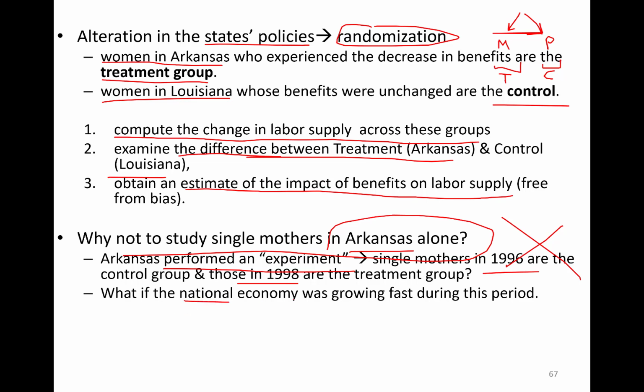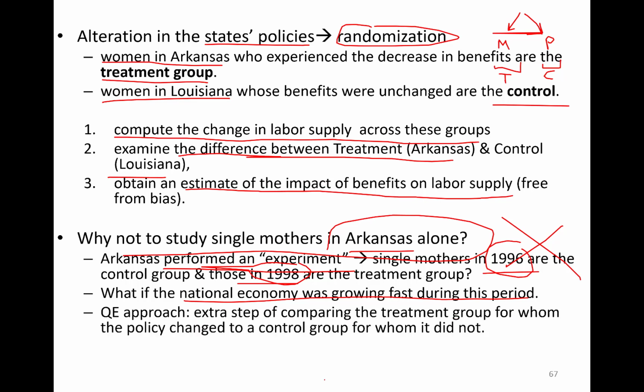What if the national economy was growing fast during this period? So you're going to see labor force participation growing from 96 to 98, and you can attribute that to the cut in benefits and mistakenly conclude, oh, benefits were cut, everybody started working, so we should cut all benefits. So that would give us biased results.